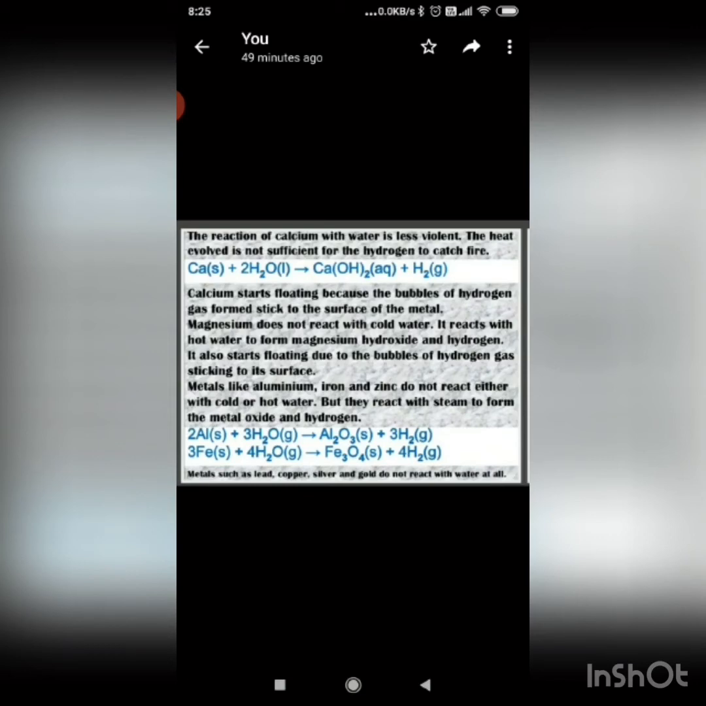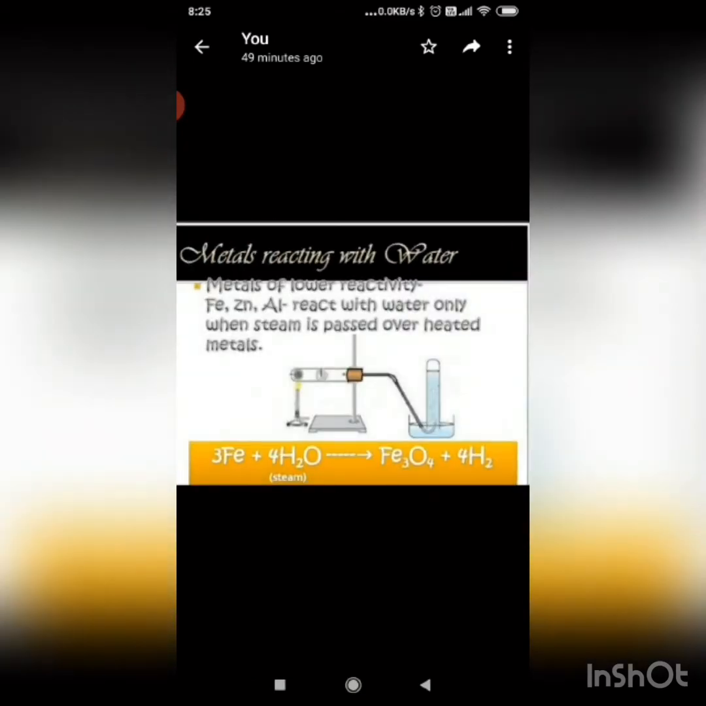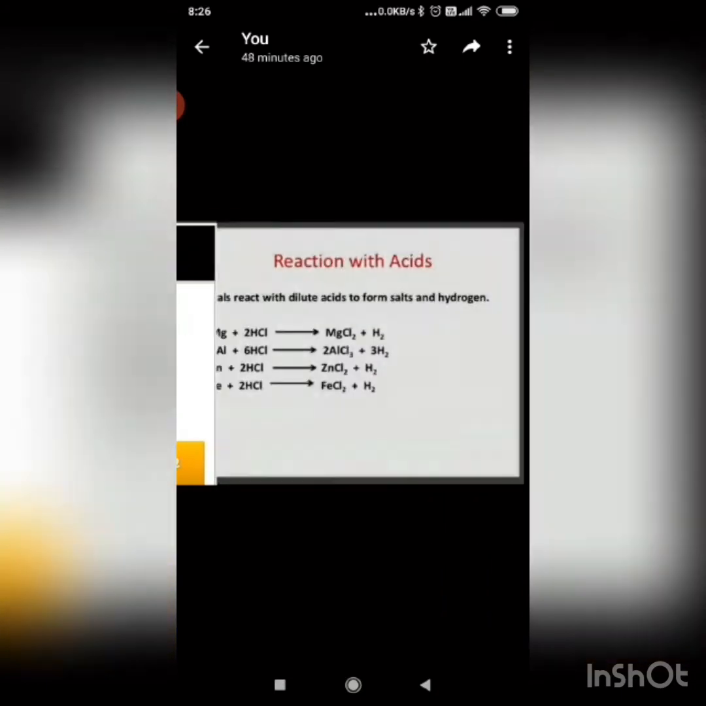Metals like aluminum, iron and zinc do not react either with cold or hot water, but they react with steam to form the metal oxides, and hydrogen gas is released. See the activity: metals of lower reactivity react with water only when it is present in the steam form and when steam is passed over the heated metal.